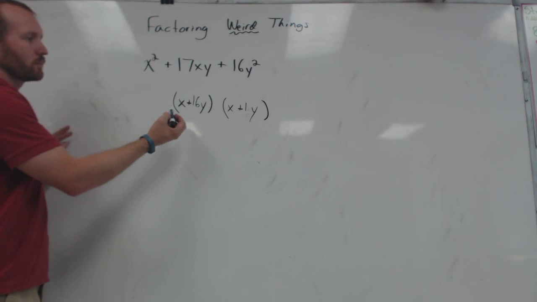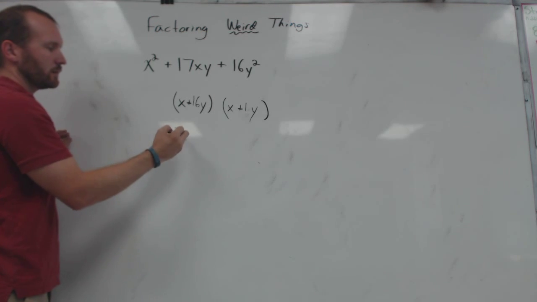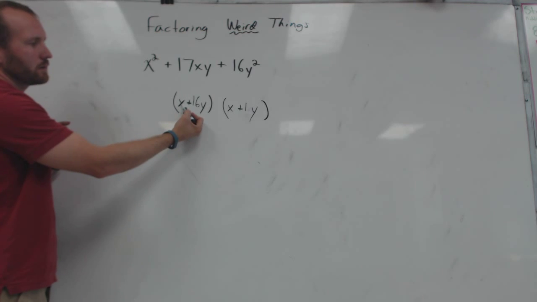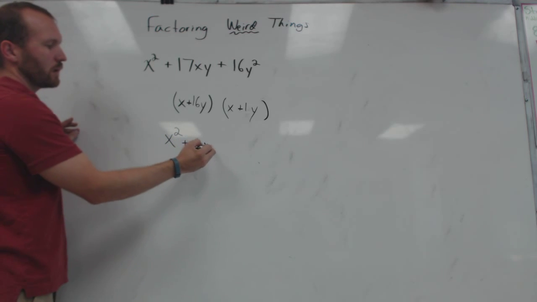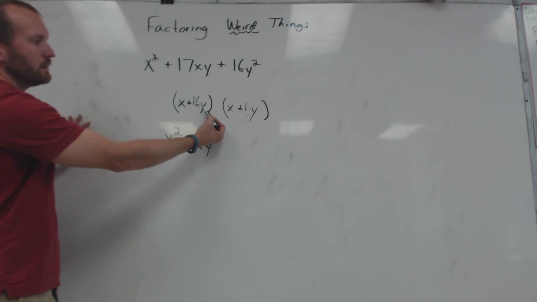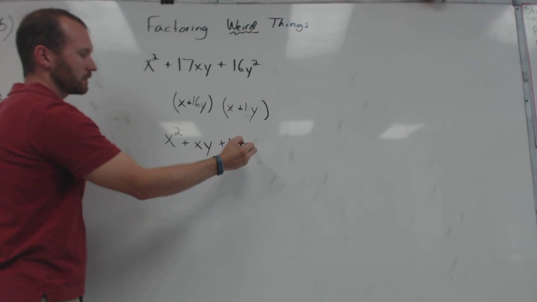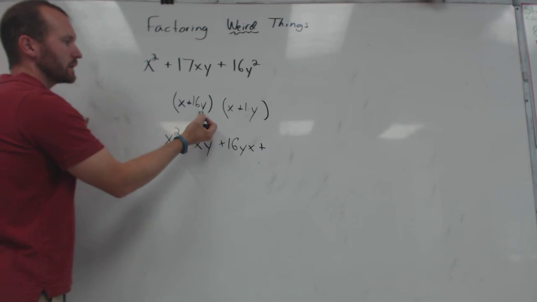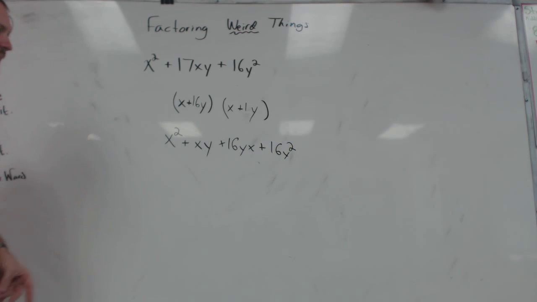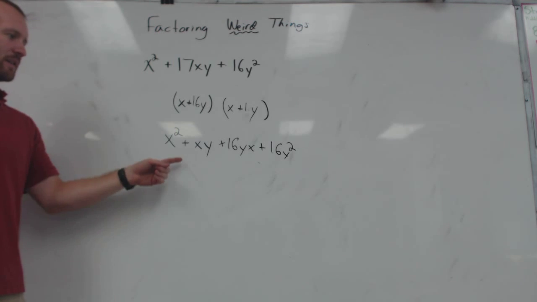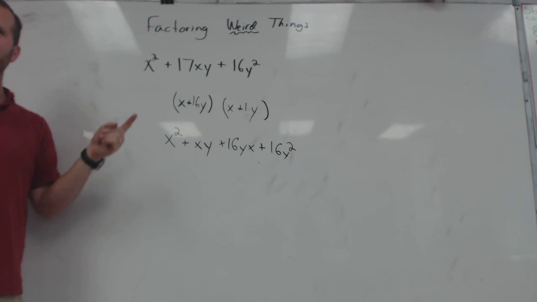So let's FOIL this. I'm going to take my first term times my first term. That's x times x, or x squared. My outside term times the other outside. That's x times 1y, which is xy, or 1xy. Inside, 16y times x. And then last, 16y times 1y, which is 16y squared. Wait a second. I must have done something wrong. This isn't the same as this. Or is it?